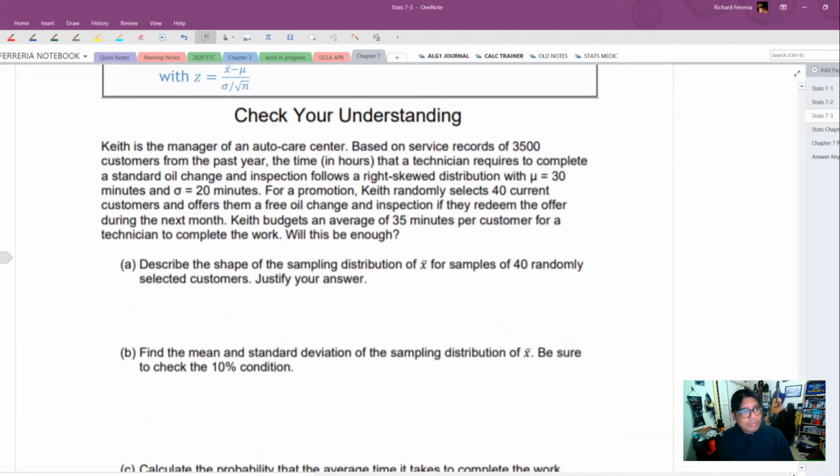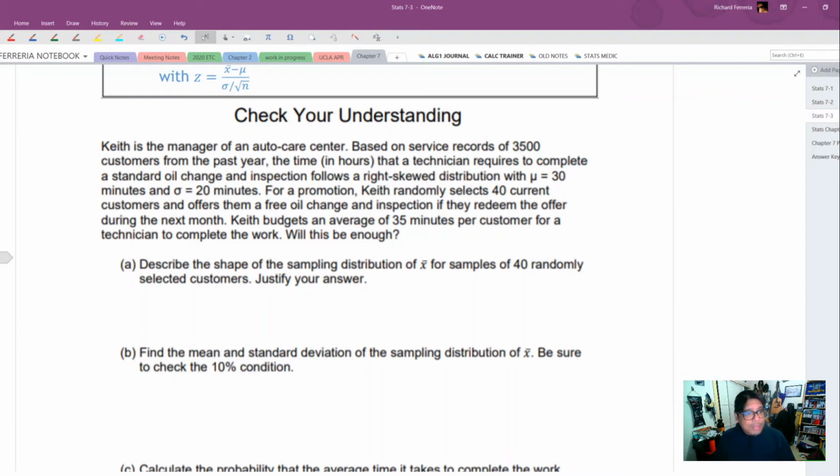And we've got Keith, who is the manager of an auto care center. Based on service records of 3,500 customers from the past year, the time that a technician requires to complete a standard oil change follows a right-skewed distribution, mean 30, standard deviation 20. Now for a promotion, Keith randomly selects 40 current customers and offers them a free oil change and inspection if they redeem the offer during the next month. Keith budgets an average of 35 minutes per customer for the technician to do the work. Will that be enough?